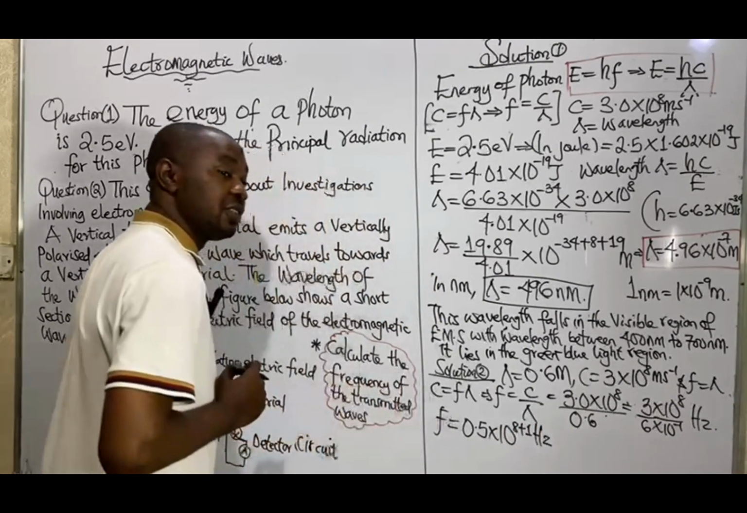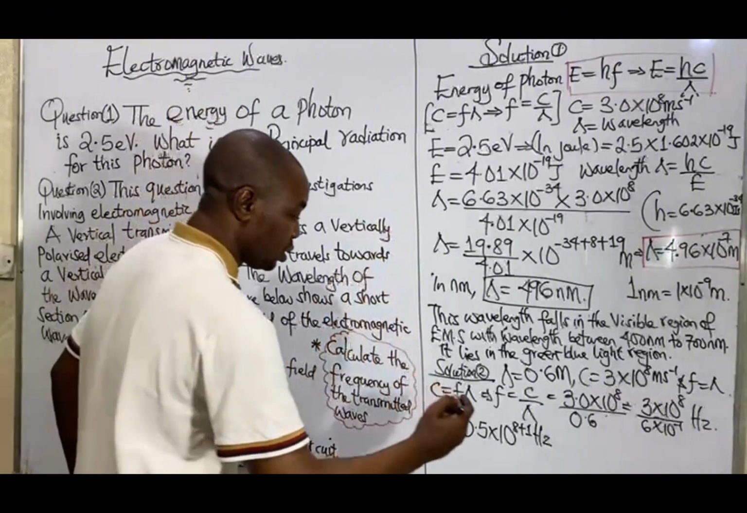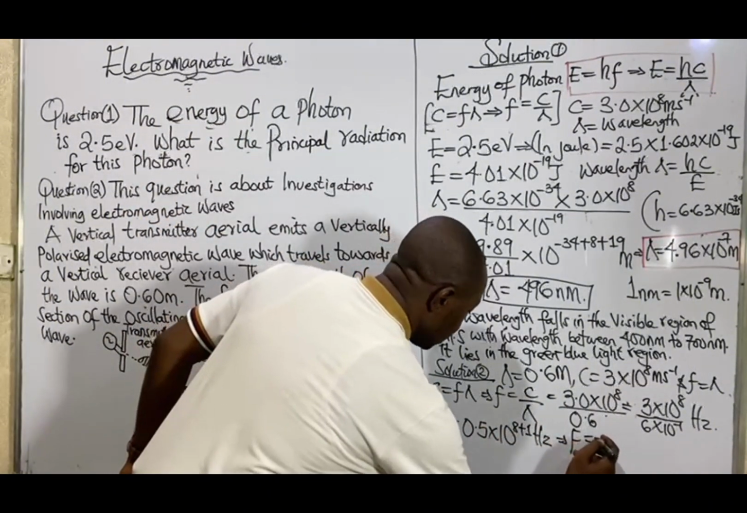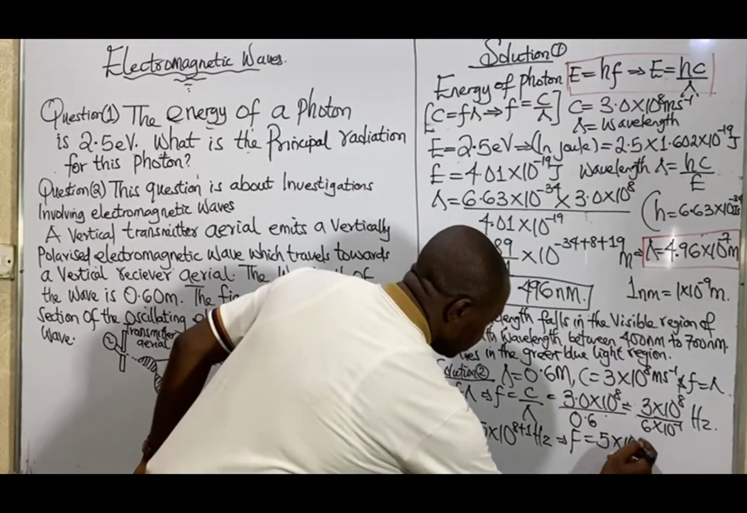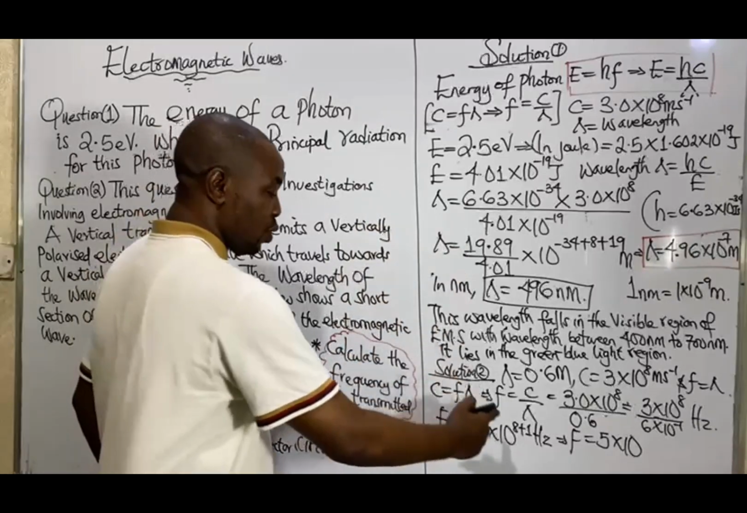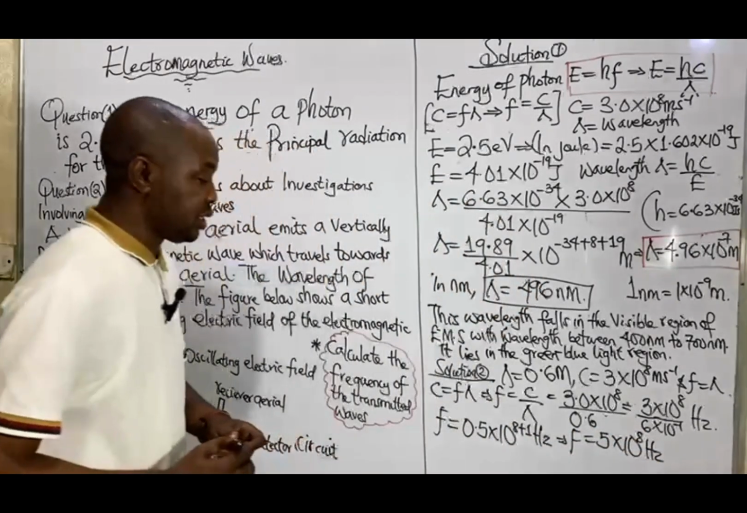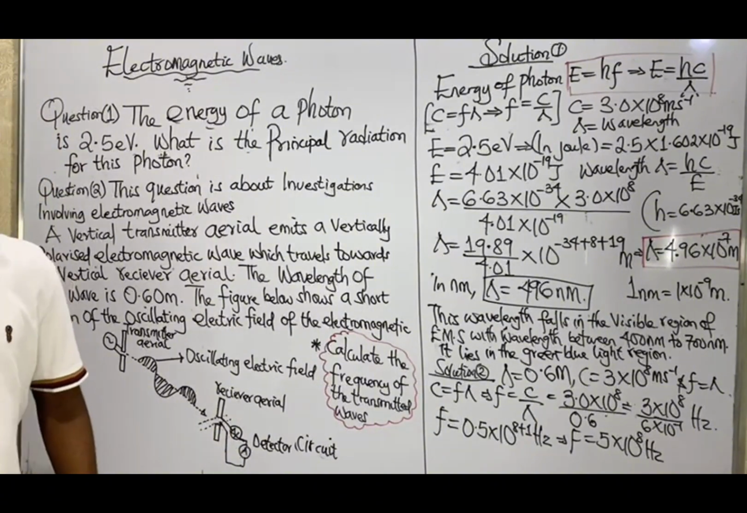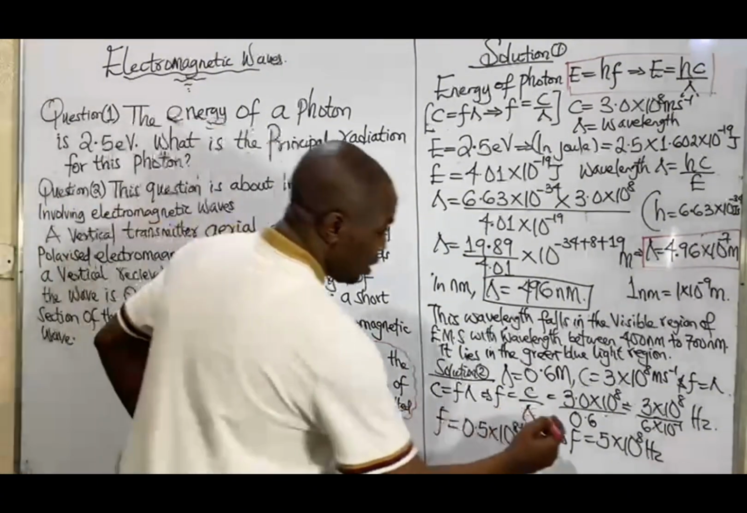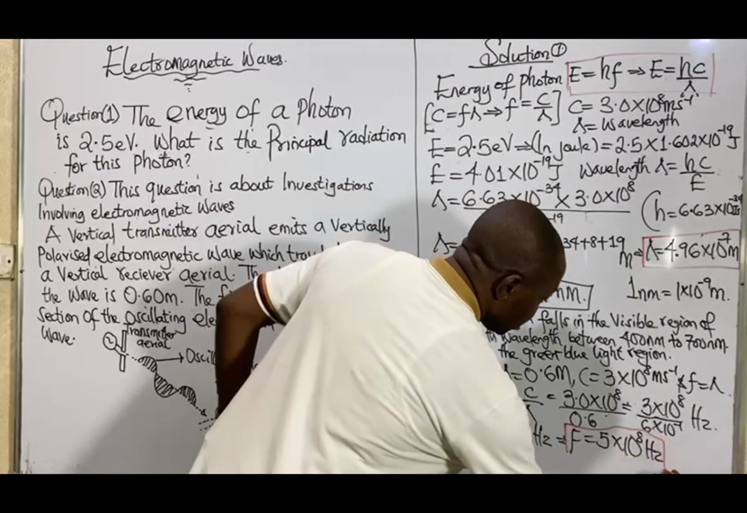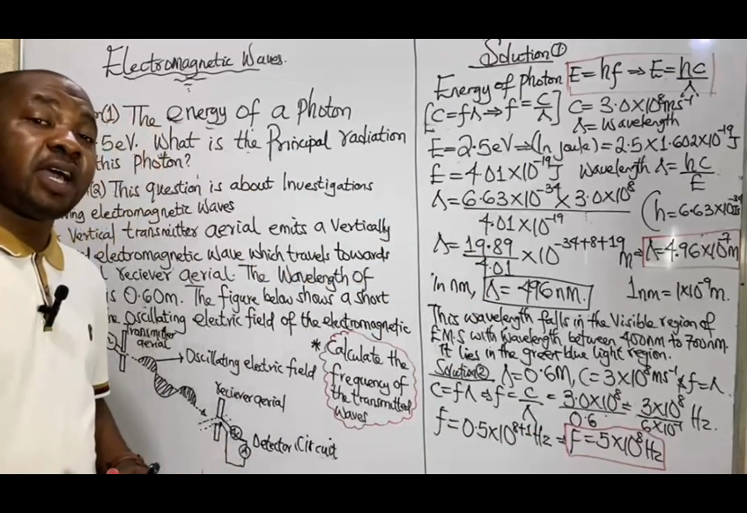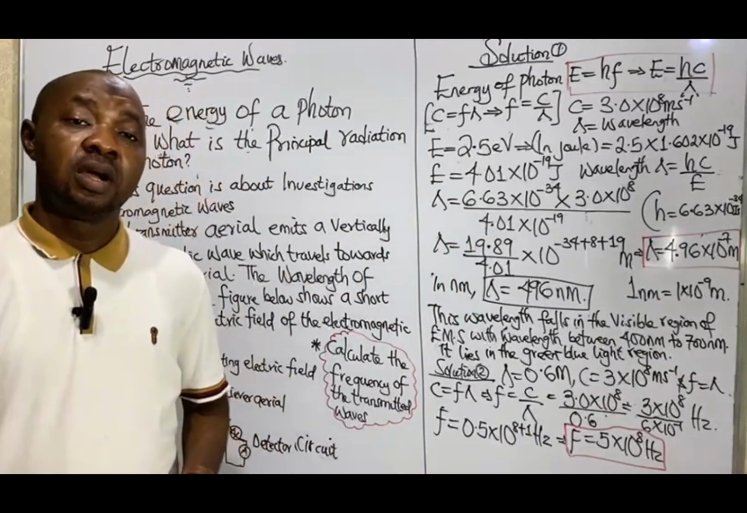Now, 0.5 is the same thing as 5 times 10 raised to the power of minus 1. So the frequency in this case is going to be 5 times 10 raised to the power of minus 1 plus 9, which will be 8. So the frequency of the transmitted wave is 5 times 10 raised to the power of 8 hertz.